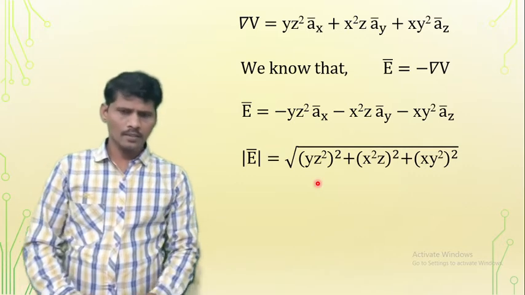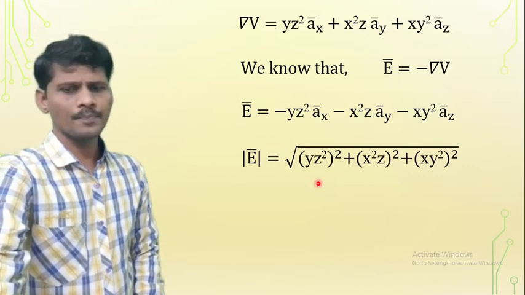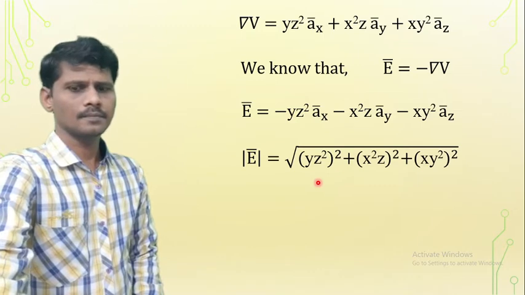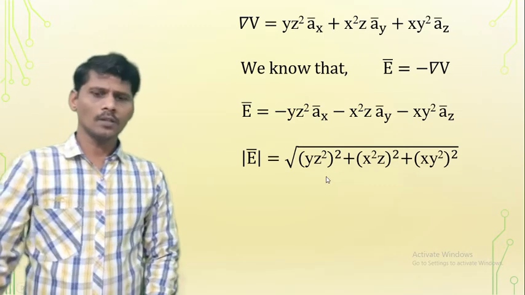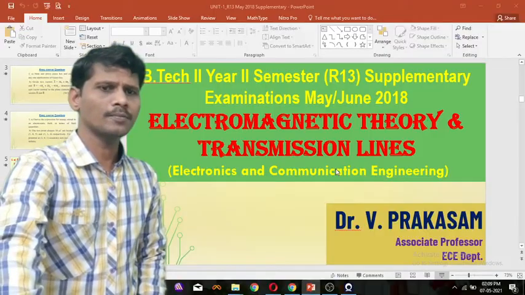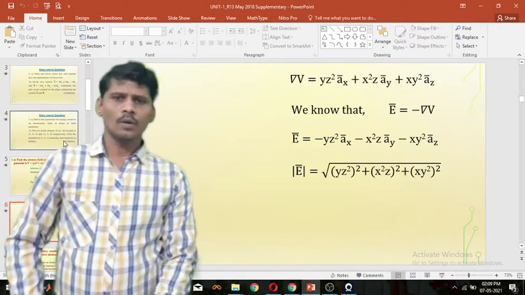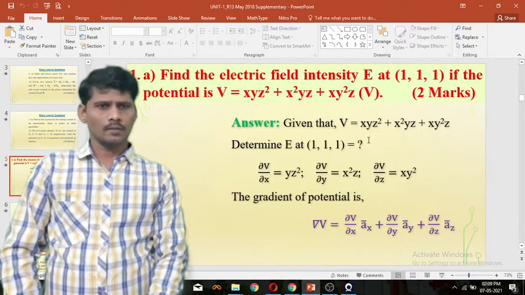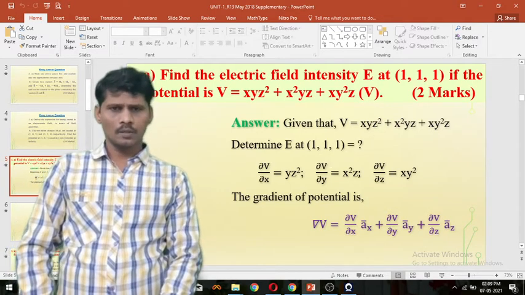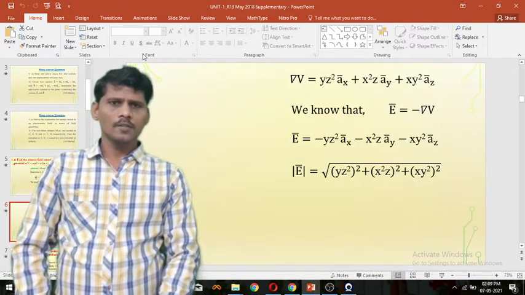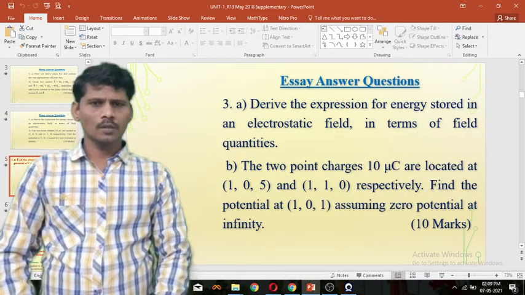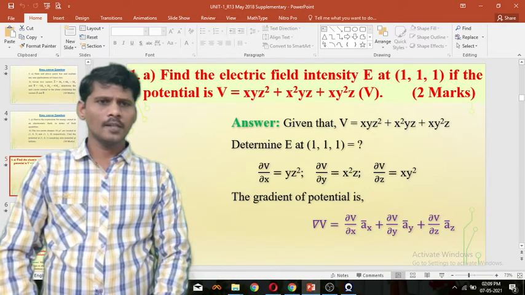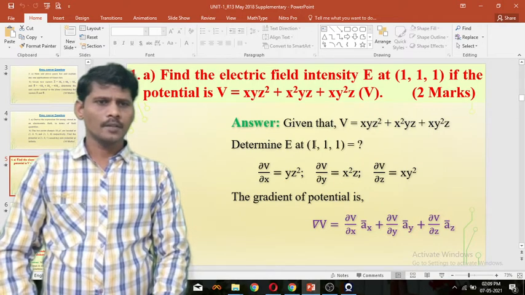So now we are going to calculate the electric field intensity at 1, 1, 1. In this equation, substitute 1, 1, 1, and we get the electric field intensity E.